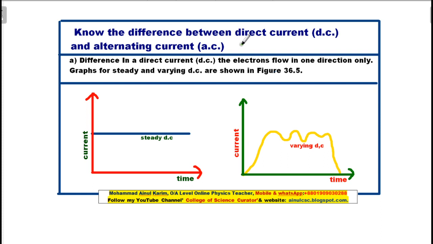Know the difference between direct current, DC, and alternating current, AC. In direct current, DC, the electrons flow in one direction only. Graph for the steady and varying DC: there are two pictures here, with current on the y-axis and time on the x-axis. The steady current flows in one direction only. The other is varying, going up and down.